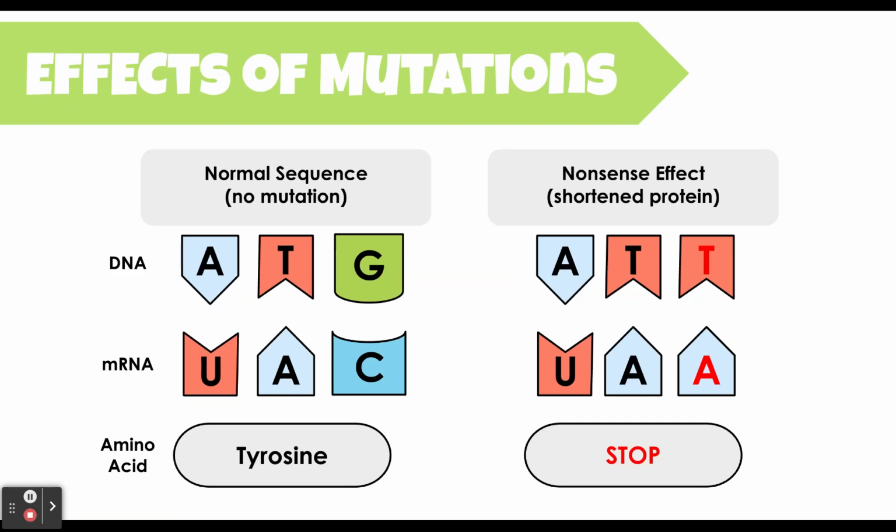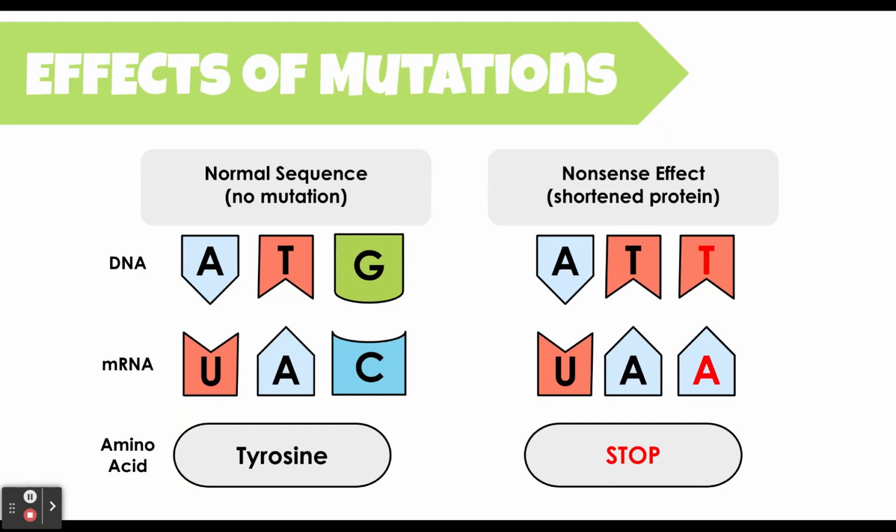A different effect is called a nonsense effect. So in this case, the DNA was ATG. Now the DNA reads ATT. So still one single nucleotide was substituted. However, instead of the RNA reading UAC, it now reads UAA, which if we looked at our codon chart, UAA codes for a stop codon or stop.